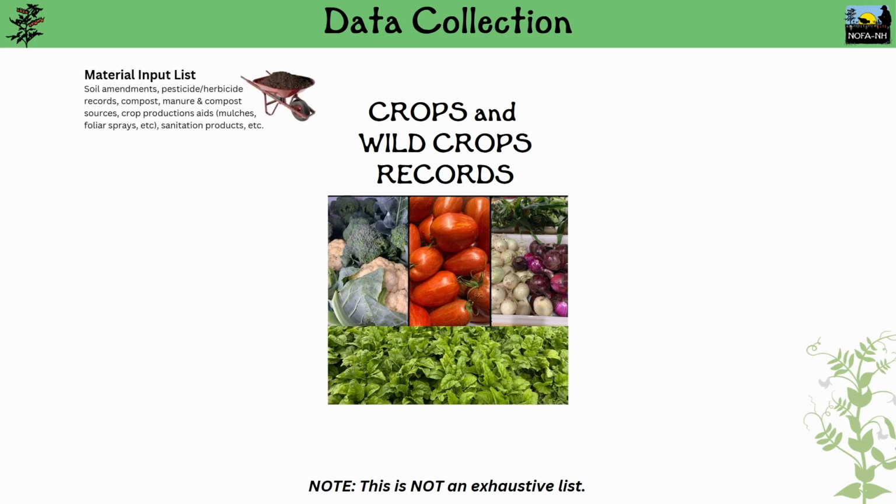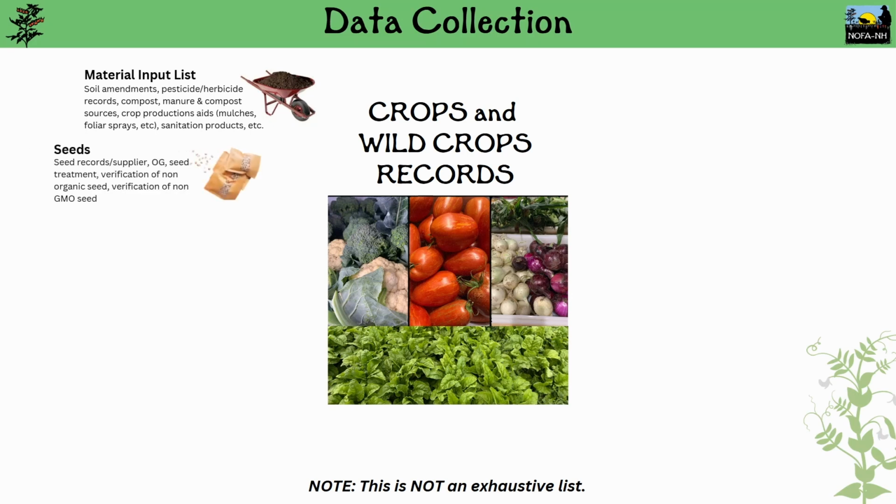In Module 1, we discuss the materials list in more detail. This list becomes part of your OSP. This is a good place to start to understand all inputs you use on your farm and identify if that product is allowable in organic production.